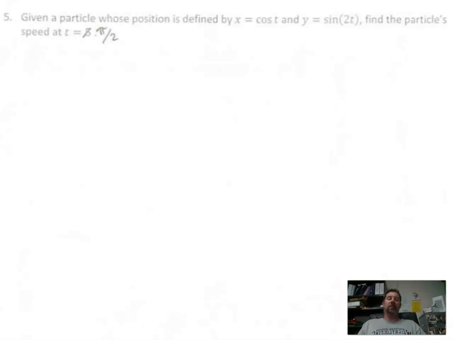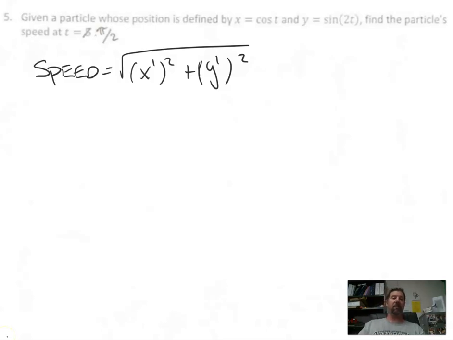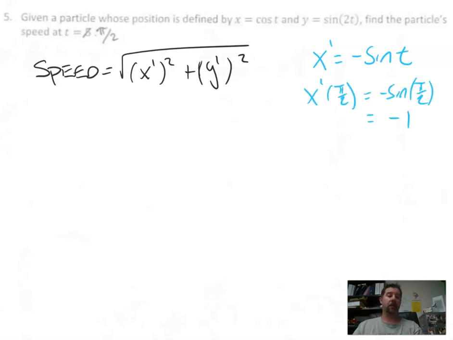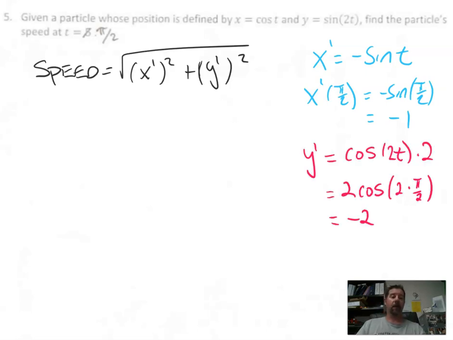So to find the particle's speed in a parametric situation, we are going to use the equation, the square root of x prime squared plus y prime squared. So x prime is negative sine t, and if I evaluate x prime at pi over 2, we get negative 1. And then I've got to find y prime and evaluate it at pi over 2. Y prime is cosine 2t times 2, and when I evaluate that at pi over 2, we get negative 2.